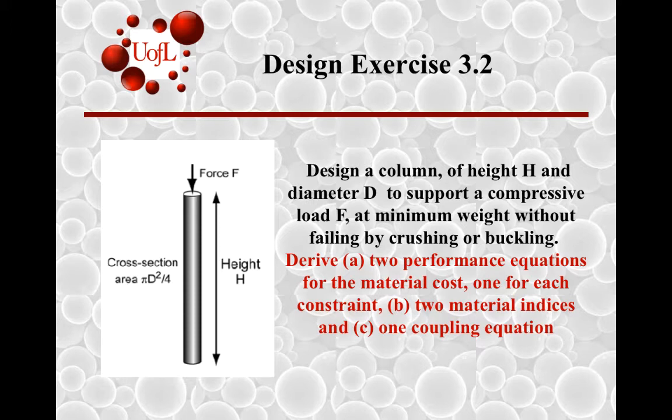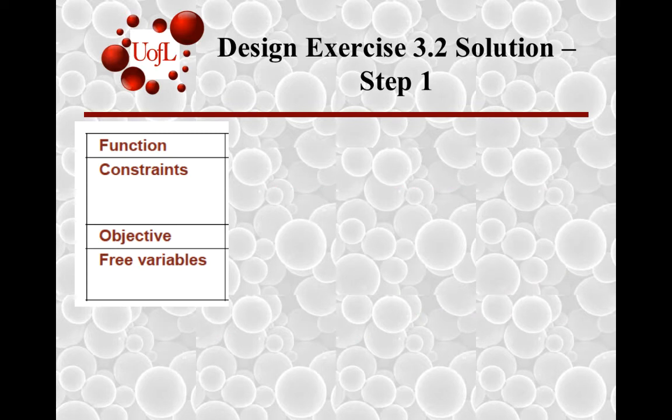So for doing this, we need to derive two performance equations for the material cost. One for the crushing constraint and one for the buckling constraint. Once we have that, then we'll get two material indices based on the two performance equations. The two material indices are related to each other based on the coupling equation. That's something that we saw in the previous week. Let's put these things into perspective for this specific case study in this design exercise.